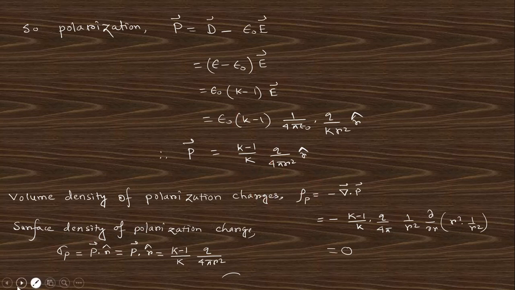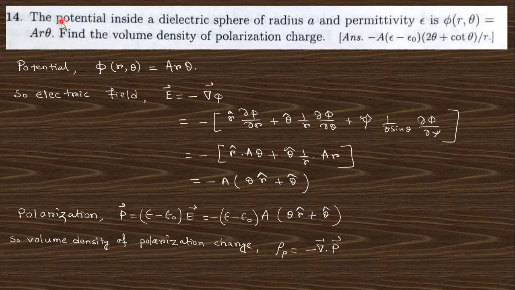I think you can understand this very well. Go to the next question. The potential inside a dielectric sphere of radius a and permittivity epsilon is as given. The potential is given. Find the volume density of the polarization charge.